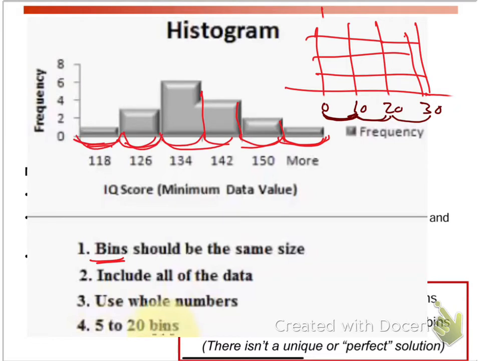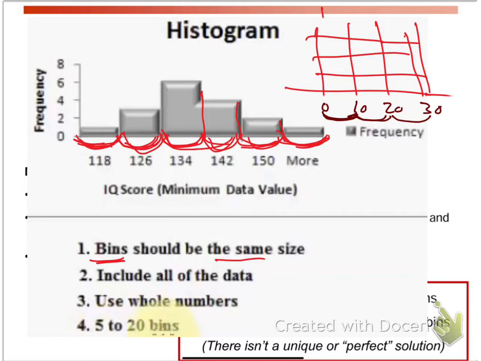So the bin should be of the same size, okay? If I move here 10 centimeters, 10 centimeters, 10 centimeters, and so on, it depends on the scale which you are using. It could be 20, 20, 20, 20, and so on. So the width of each bin should be the same.